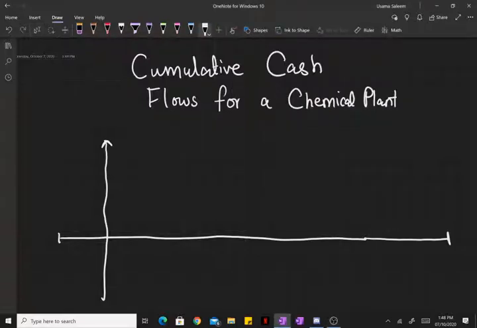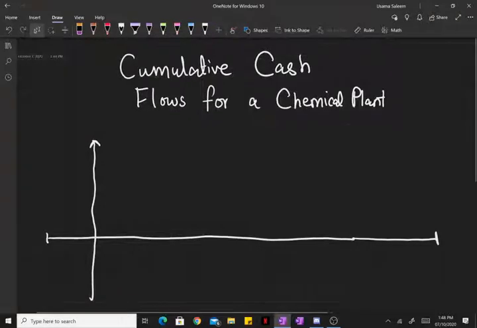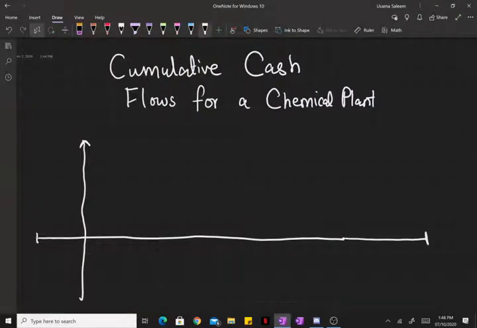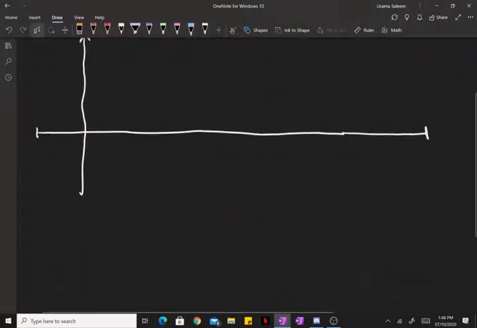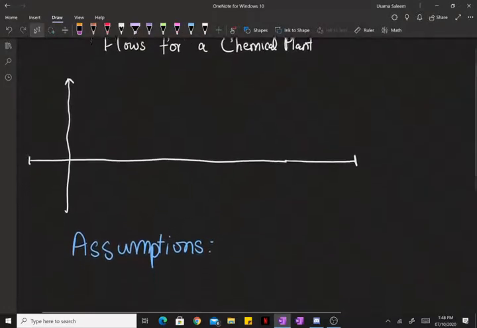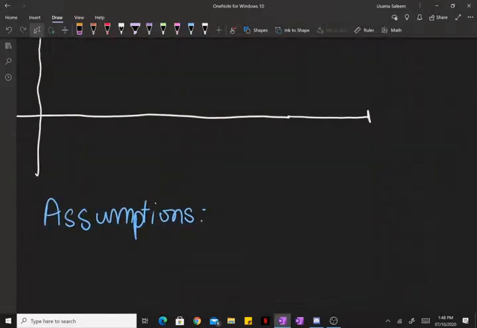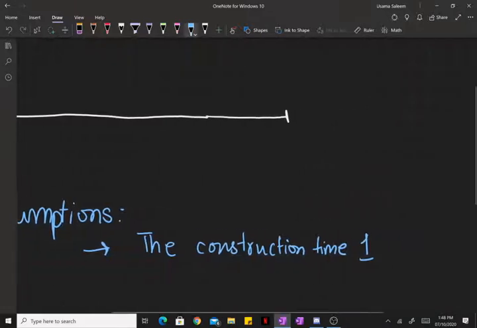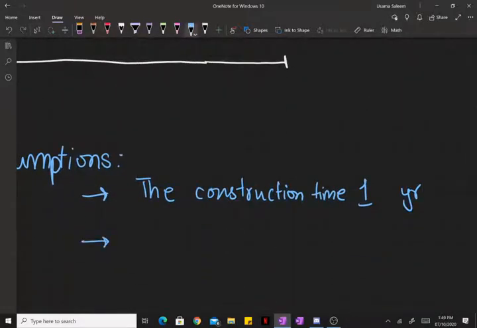In this video, we're going to look at the elements of a cumulative cash flow diagram for the entire life of a chemical plant. Before we start constructing the cash flow diagram, I'm going to list off some assumptions for this particular diagram. Depending on the type of problem, these assumptions may vary. The first assumption is that the construction time for our plant is going to be 1 year. And I'm going to assume a plant operating life of 10 years.